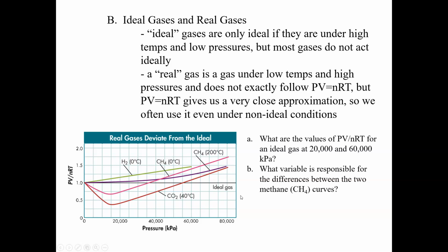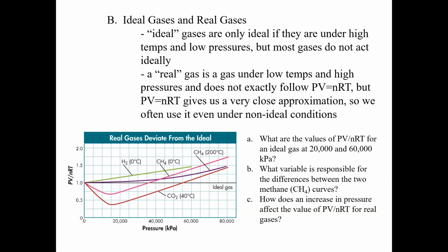What variable is responsible for the differences between the two methane curves? Now notice we have two methane curves, right? We have this one that's sort of this pinky magenta color, and we have the other one that's sort of a purpley color. So this methane is at 0 degrees Celsius, and this methane is at 200 degrees Celsius. So we're comparing two methanes at different temperatures. So what's the variable responsible for the differences? The temperature.